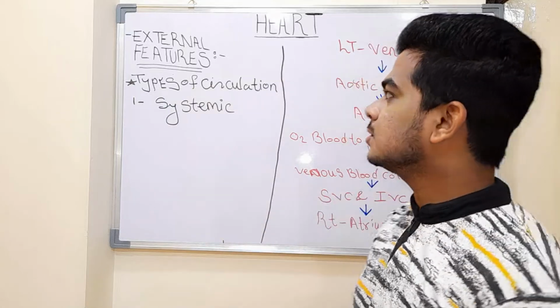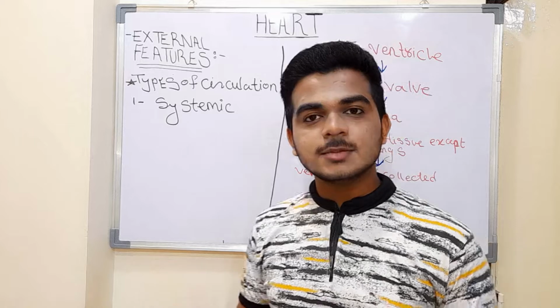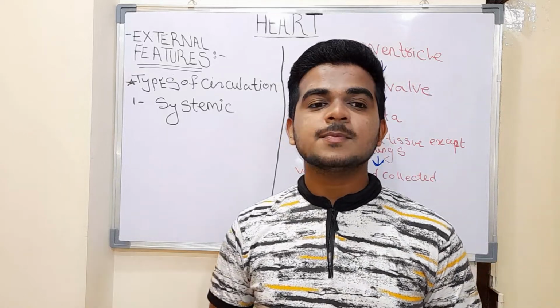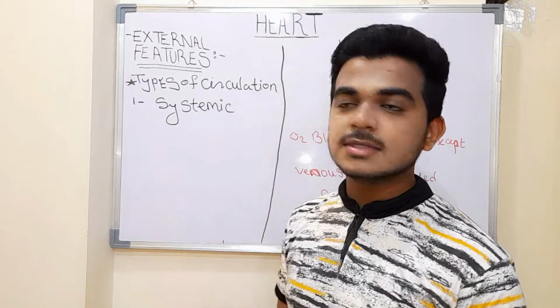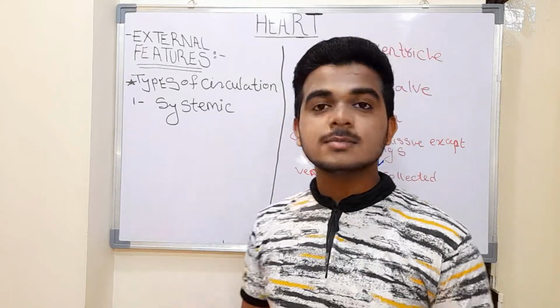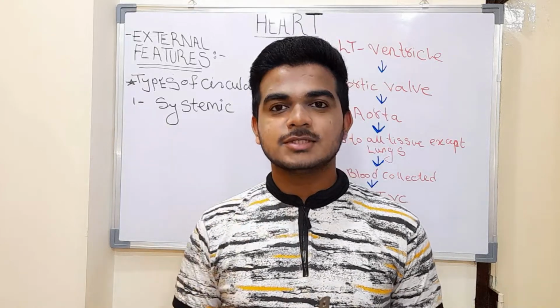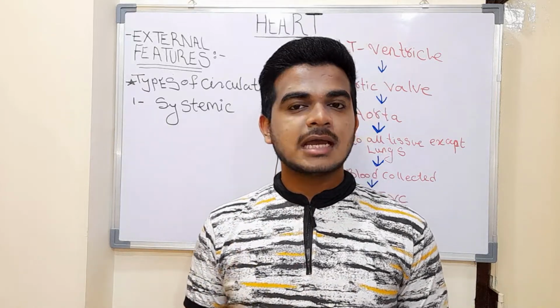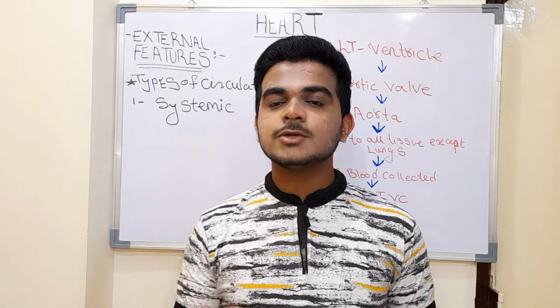I already told you about the types of circulation. There are two types of circulation. First is systemic circulation and second is pulmonary circulation. So now first we will see systemic circulation. Why is it called systemic circulation? Because I am telling you one story. Blood is traveling into the body.